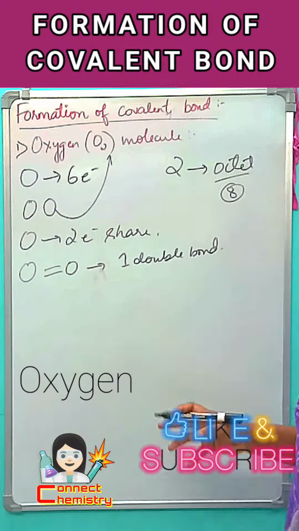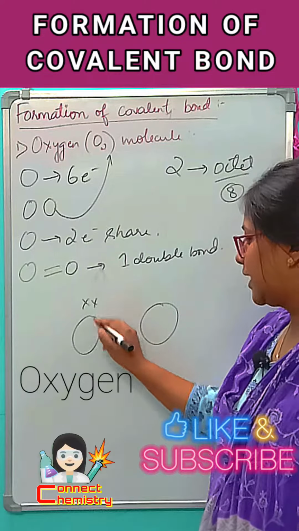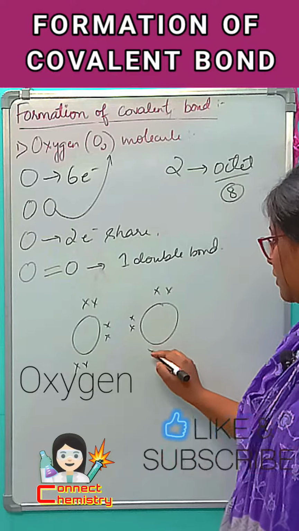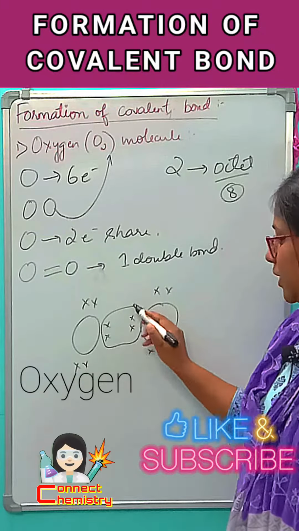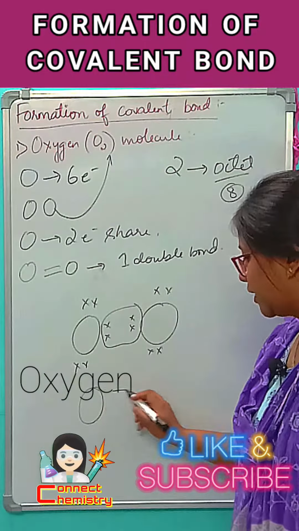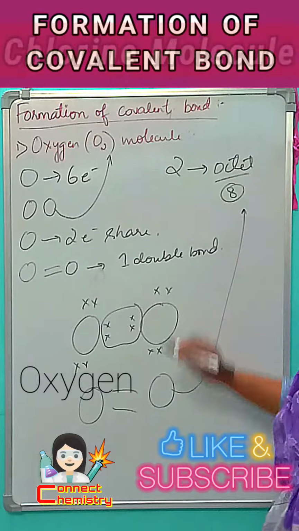So I will be showing how the formation of covalent bond takes place. I will be taking 2 oxygens which will be having 6 electrons. So these 2 electrons from each of the oxygen take part in the formation of the covalent bond. Thereby it becomes a double bond between 2 oxygens, completing the 8 electrons, that is octet.